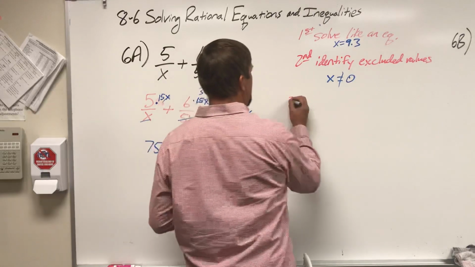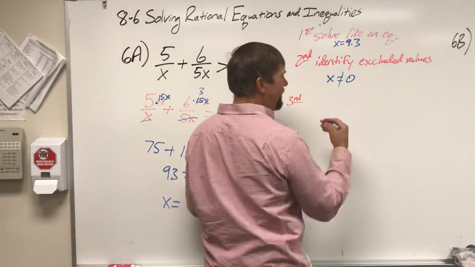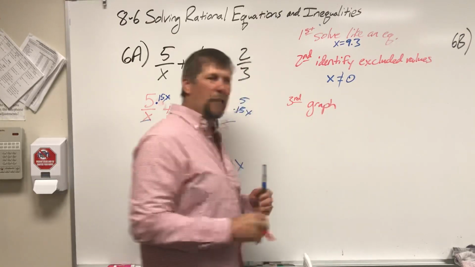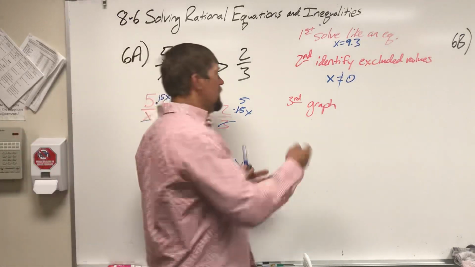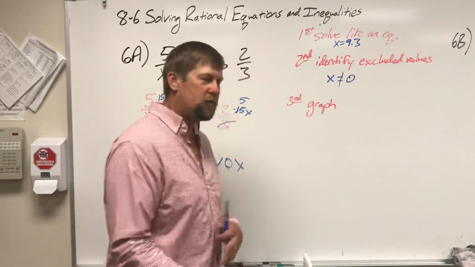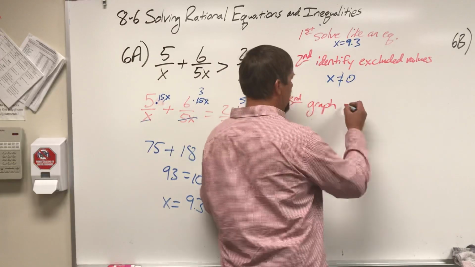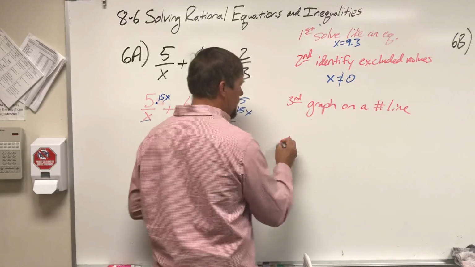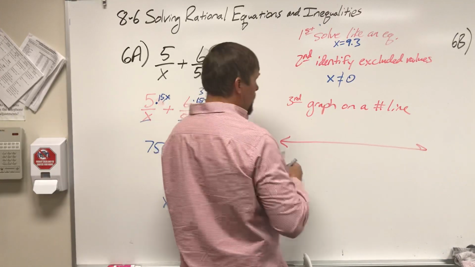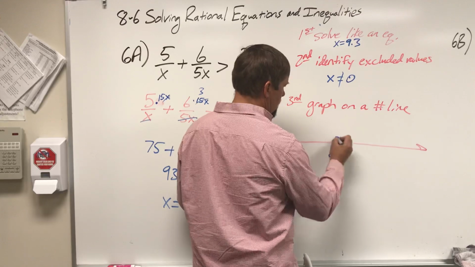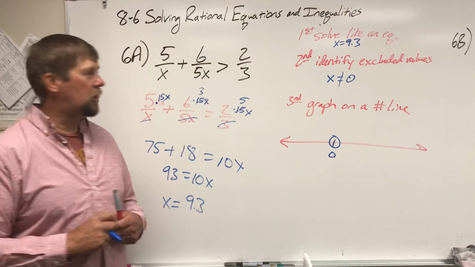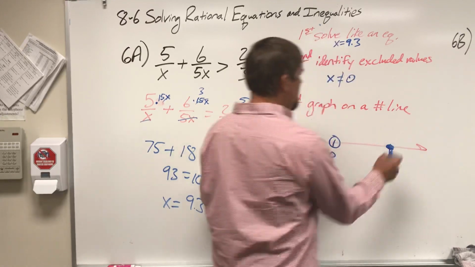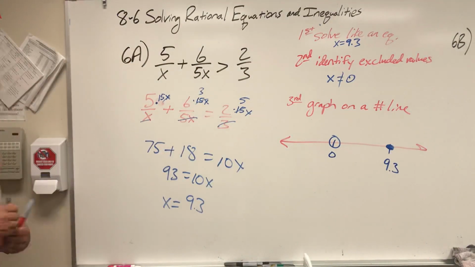The third step is to graph these two on a number line. Or you might end up with more than 2. You might end up with a couple solutions, a couple excluded values. Graph whatever you can. So here's my number line. Here's 0 right here. I know that that has to be an open circle. X is 9.3, which is right here. That has to be a closed circle because that's a solution.